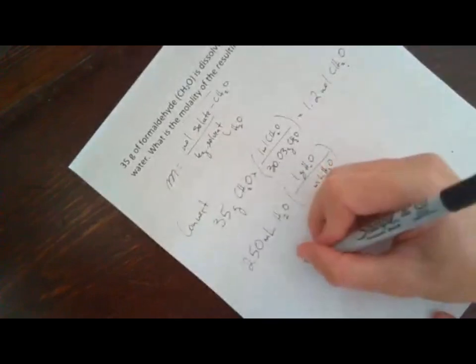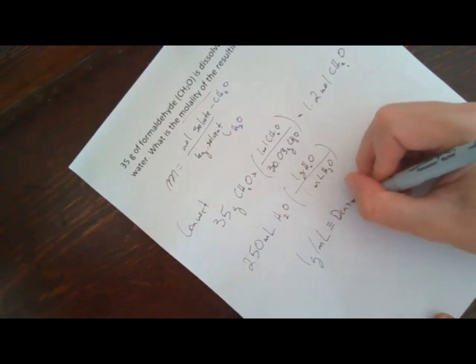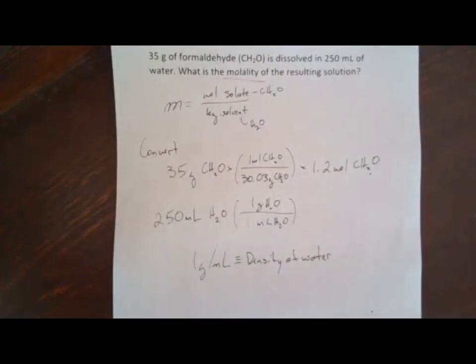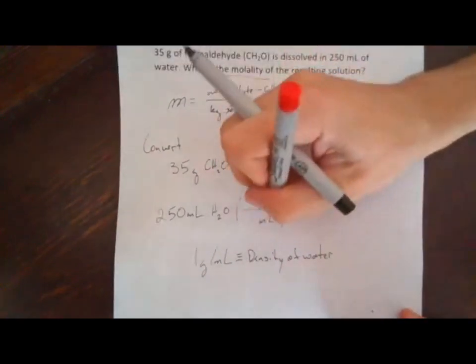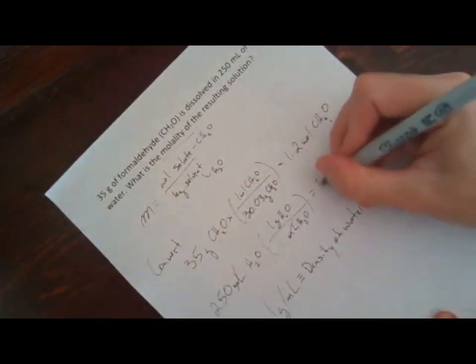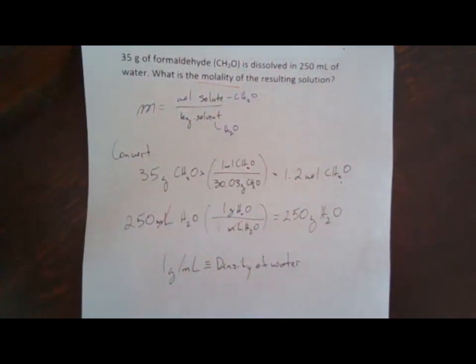This relationship is that 1 gram per milliliter is the density of water. So I use density to go back and forth between grams and milliliters. For the case of water, generally you kind of get away with it because it's 1-to-1, so numerically, it is just 250 grams of water. But we do want to be mindful that this is using density to go back and forth between volume and mass.